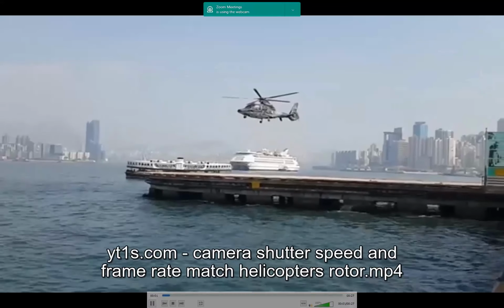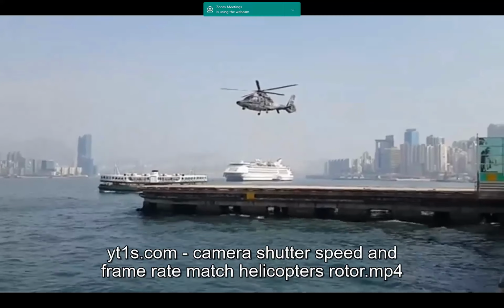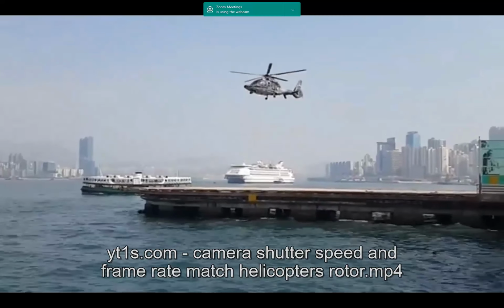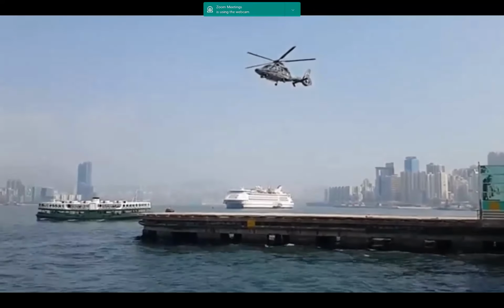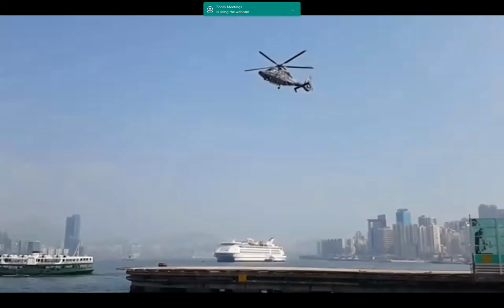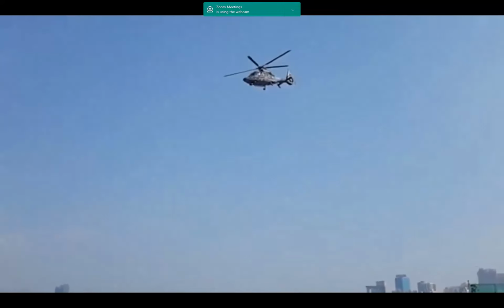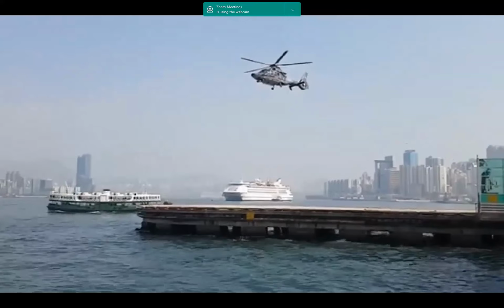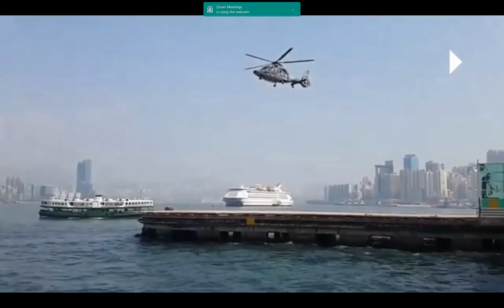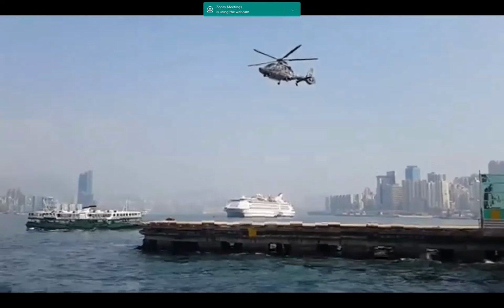Next thing, can you guys see this? This is actually a camera trick. Can you see the helicopter blades? It feels as if they're not rotating. And if you're thinking it's a trick, no, you can see behind, look at the background. There are ships moving behind. The waves are moving.